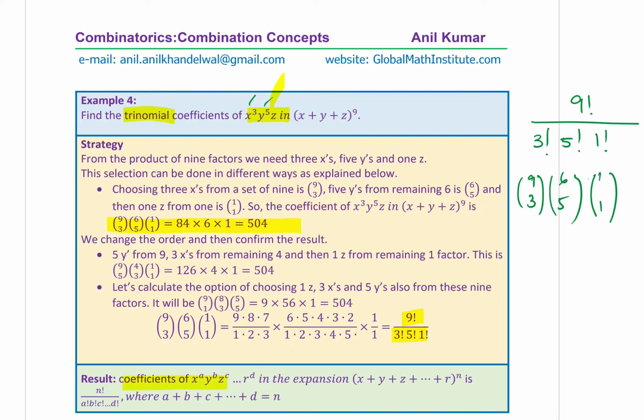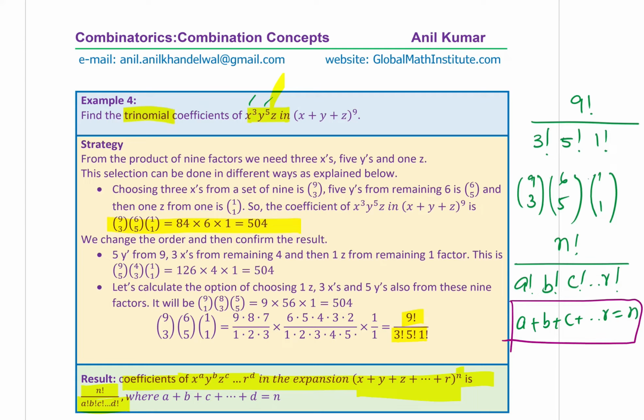So we can generalize this particular formula: if you want to find coefficients for a polynomial of degree n, where the terms could be many more, not just a binomial, you could easily find it using this formula, which clearly is n factorial divided by a factorial times b factorial times c factorial till r factorial. But remember, a plus b plus c plus r should be equal to n. That is a condition, right? All the indexes add up to the degree of the polynomial when you are expanding. Only then are we talking about the coefficients, correct?